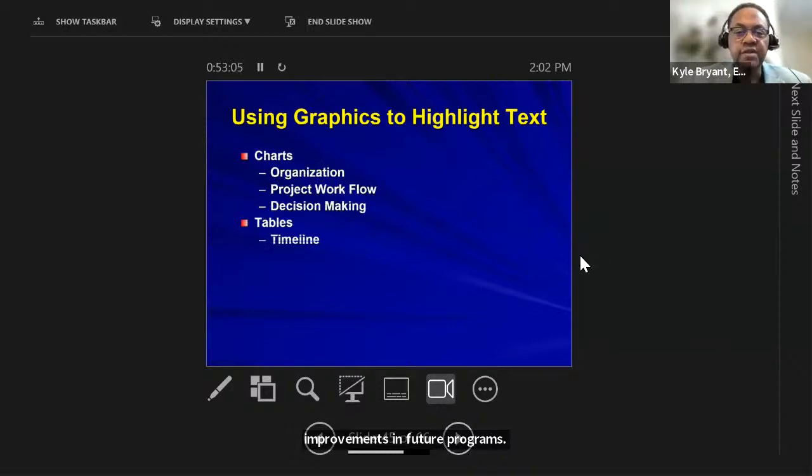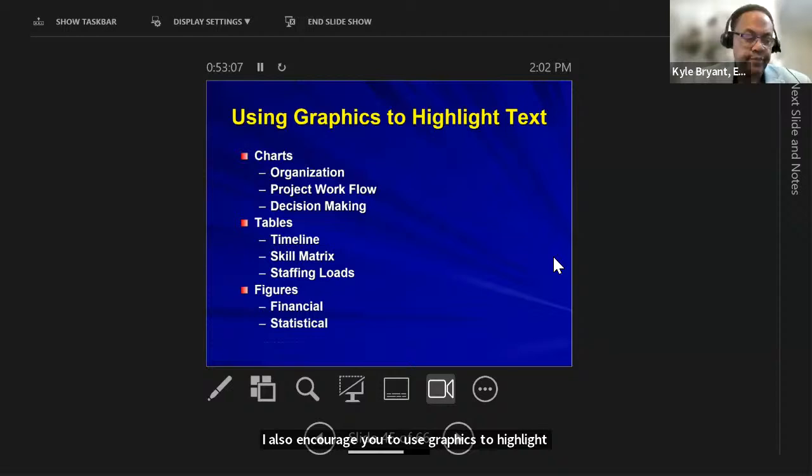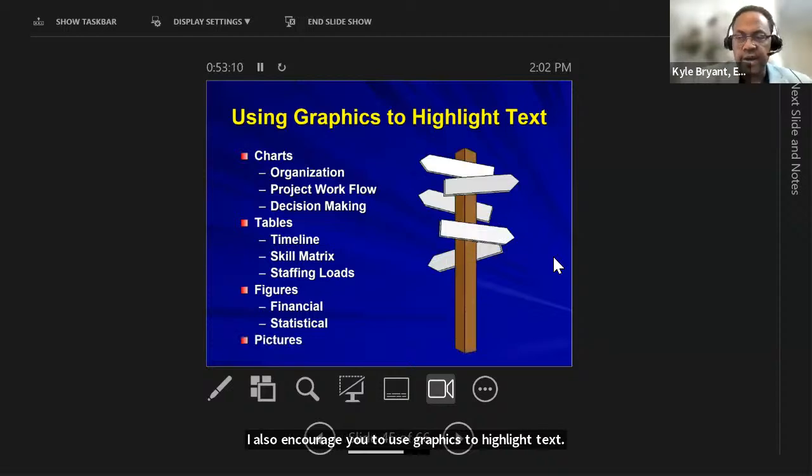I also encourage you to use graphics to highlight text. If you have a proposal and you're talking about, say, having after-school programs for at-risk youth, I would have a photo of, say, youth in a Boys and Girls Club playing basketball, or in a group setting with a coach or someone standing there talking to them, but have an image so that the viewer gets in mind exactly what you're proposing to do and what that looks like.